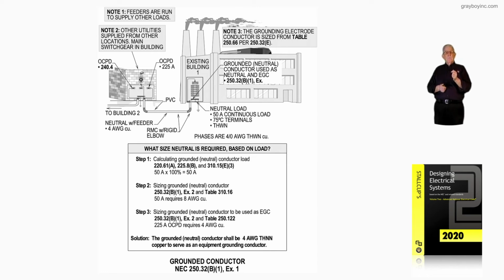Now step 2, we're looking at 250.32(B)(1), exception 2, and 310.16. Now the 50 amp calculated load requires number 8. The 100% of the maximum current, which is 50 amps on L1, L2, or L3, would be 50 amps. And we're using 100% here because we know the code allows that as an exception.